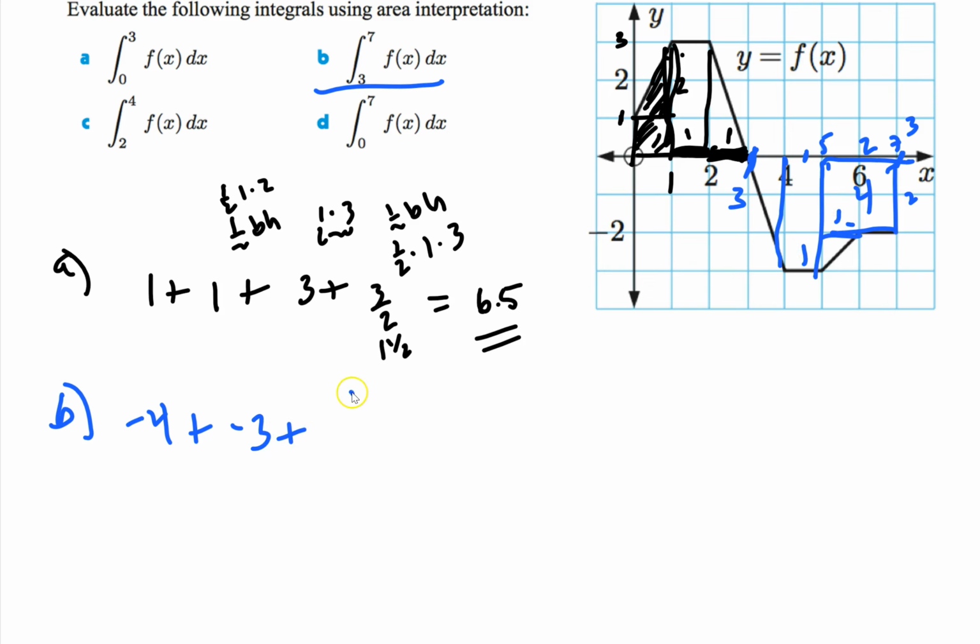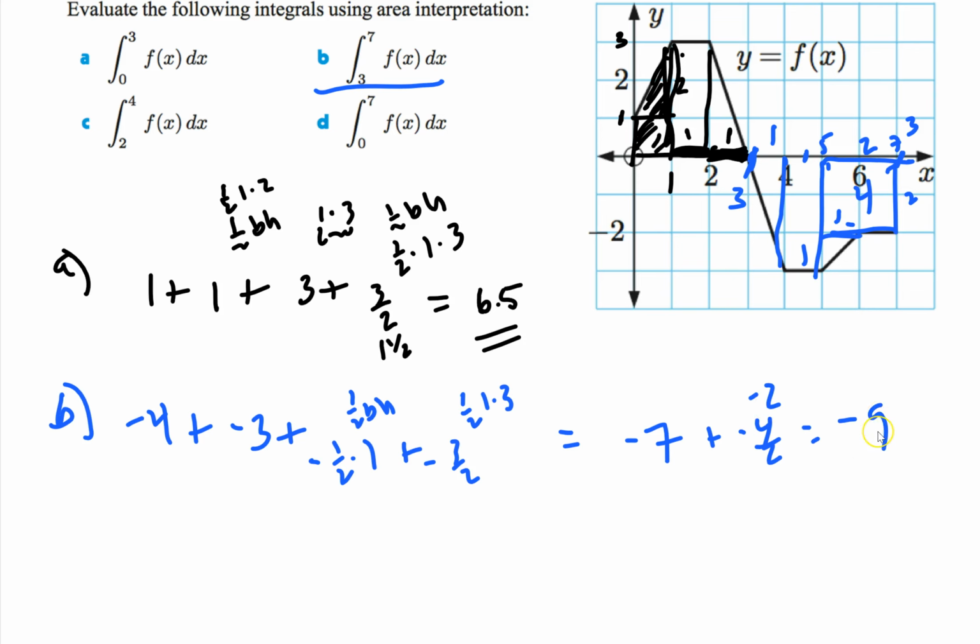So again, 1/2 base times height. That's 1/2 times 1, just 1/2. And then this one, that's 1 across and 3 down. So 1/2 base times height. That's going to be 3/2. Again, all negative. So negative 4 plus negative 3 plus negative 1/2 plus negative 3/2, hey, this actually works out. Negative 4 over 2 is negative 2. So negative 9. So the area from 3 to 7 is just negative 9.